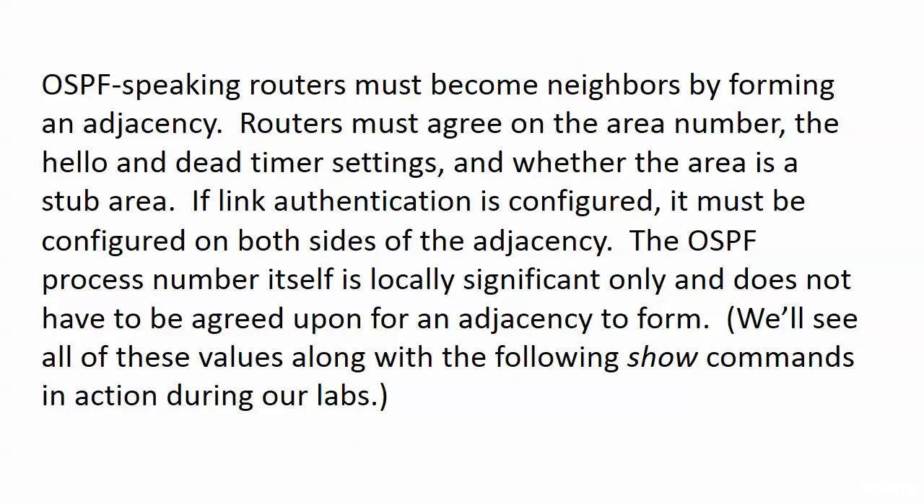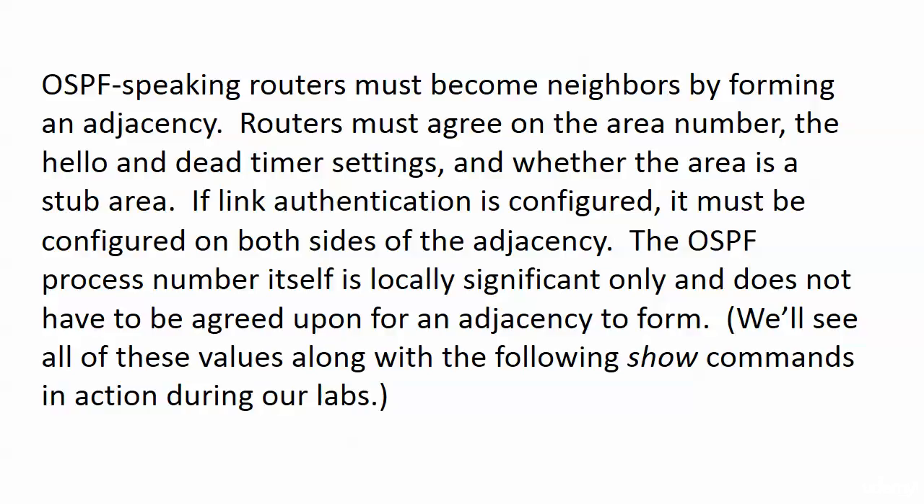Here, let's go back and talk about this adjacency a little bit, and then we'll see some of it in action. OSPF-speaking routers, before they can really do anything else, have to become neighbors by forming an adjacency. And they have to agree on certain things. With different protocols, the values will be different. The routers in this case with OSPF must agree on the area number. They have to agree on hello and dead timer settings and whether the area is a stub area. Again, if you're not familiar with stub areas, don't worry about it. That's why I'm here. But I have to mention this now since we're talking about adjacencies. If we have set up any kind of link authentication, then as you would expect, it has to be configured on both sides of the adjacency.